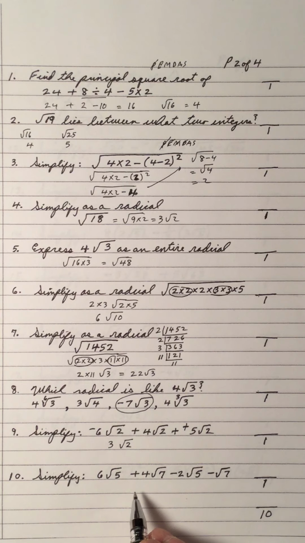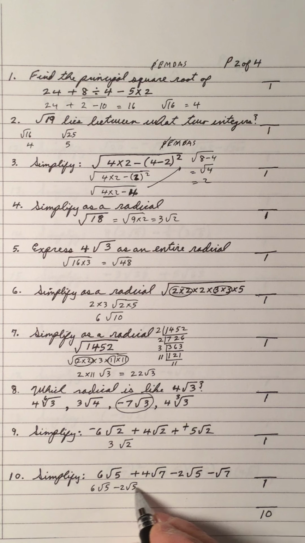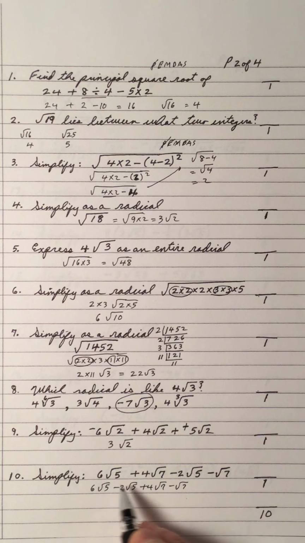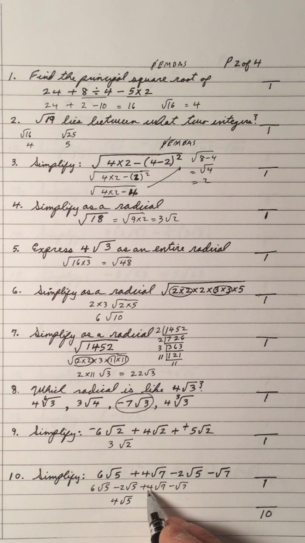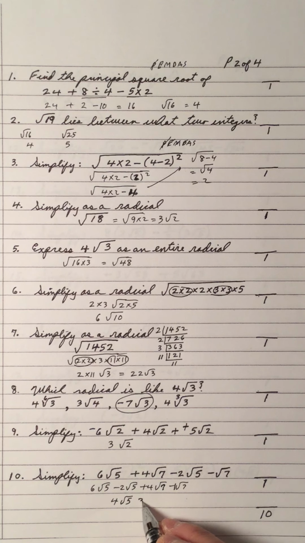Number 10, simplify. And I have root 5, root 7, root 5, root 7. So I'm going to group my like terms. There they are. There's my like terms. Root 5s go together. Root 7s go together. So 6 root 5 minus 2 root 5 is a 4 root 5. And 4 root 7 subtract, that's a 1. Put a 1 there. That's a root 7. So 4 minus 1 is 3. That's a plus 3 root 7.